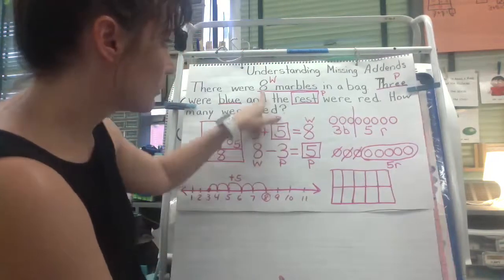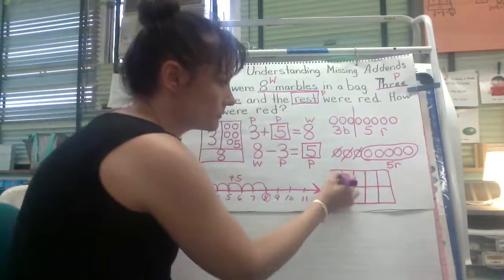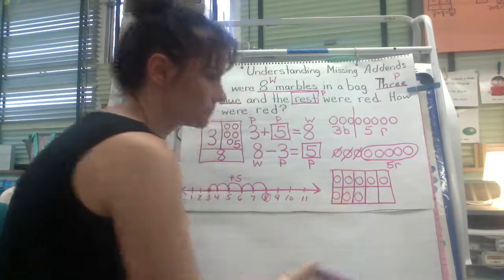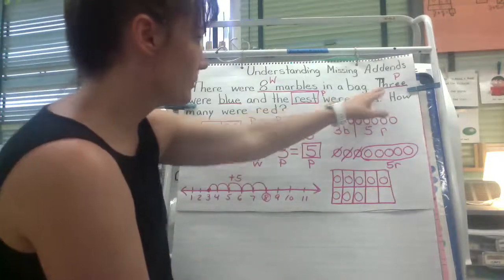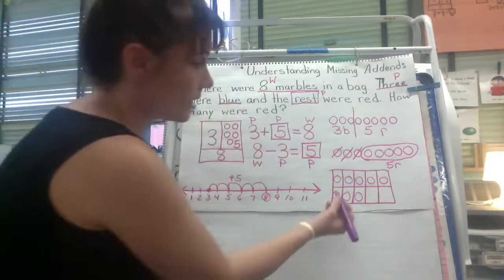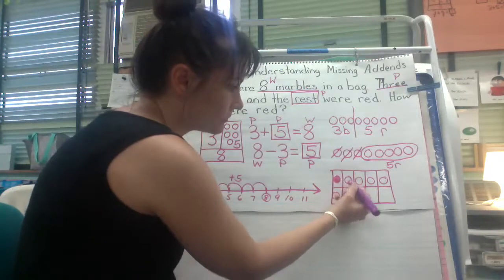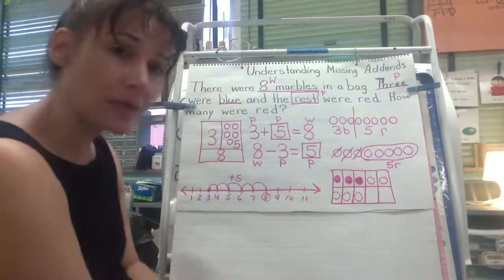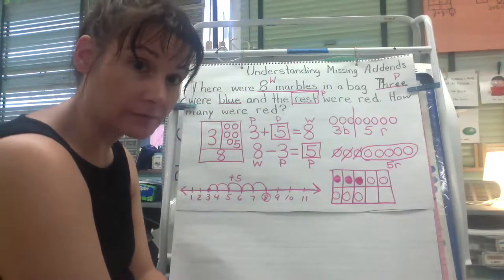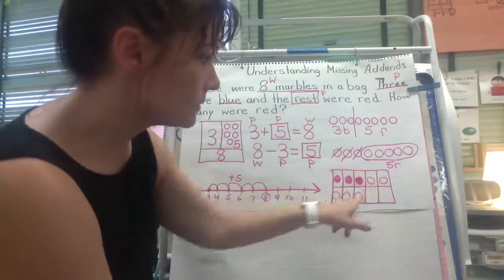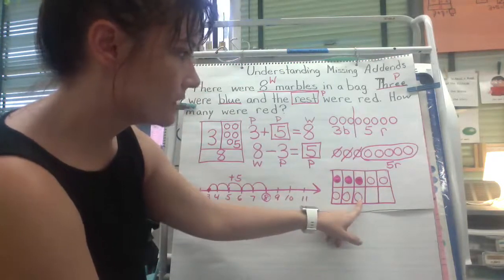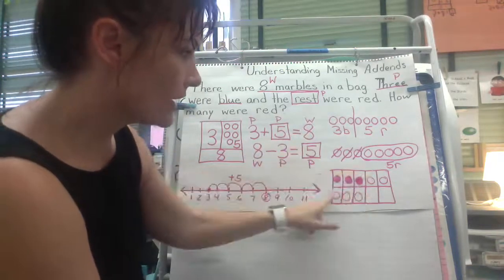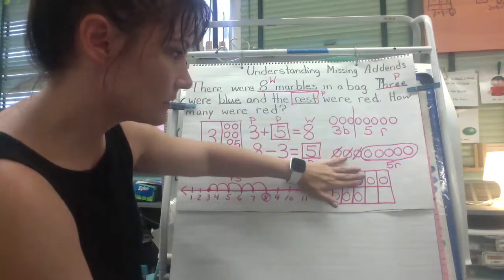Now I know that there were 8 marbles. I know 3 of them were blue, so I'm going to color in 3. Then how many are left to be red? 1, 2, 3, 4, 5. Because 3 plus 5 equals 8, or 8 minus these 3 equals 5.